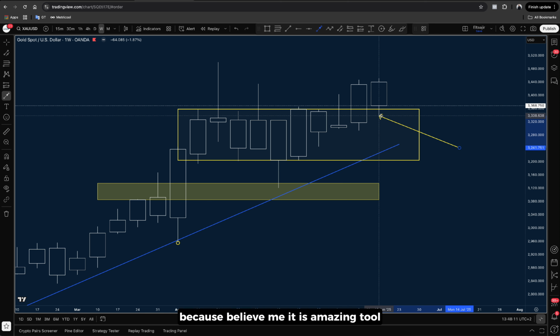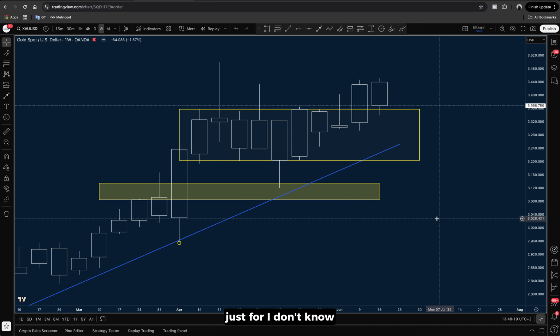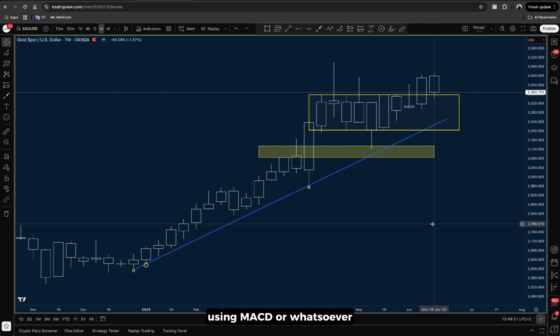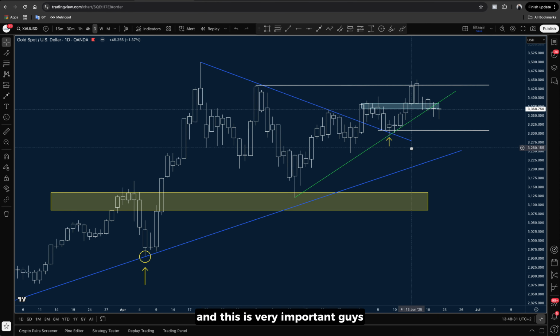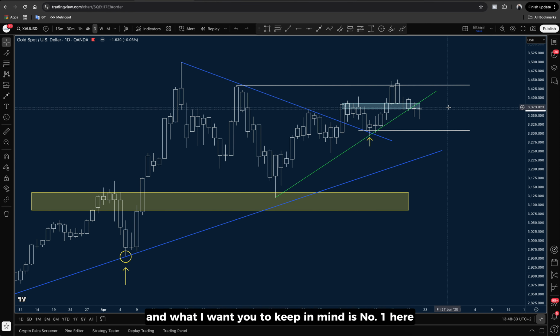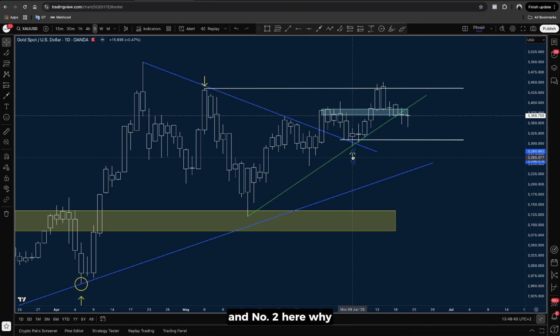Because believe me, it is an amazing tool which is dismissed and ignored by a lot of people just for, I don't know, using MACD or whatsoever. But anyway, price broke above, came to retest as a support and showed a nice rejection. Moving to the daily time frame, and this is very important, guys. What I want you to keep in mind is number one here and number two here.